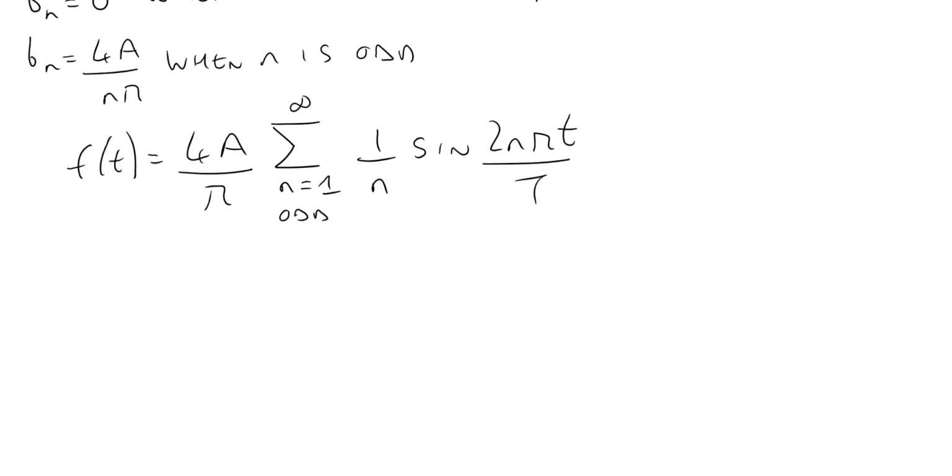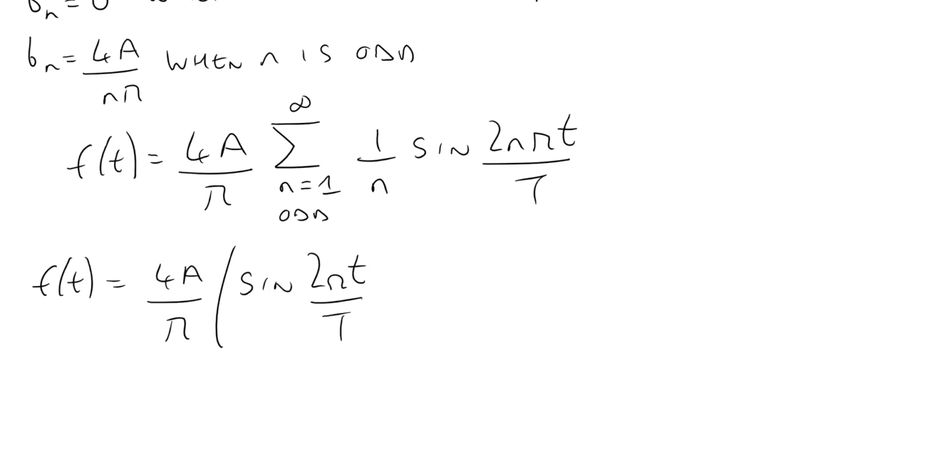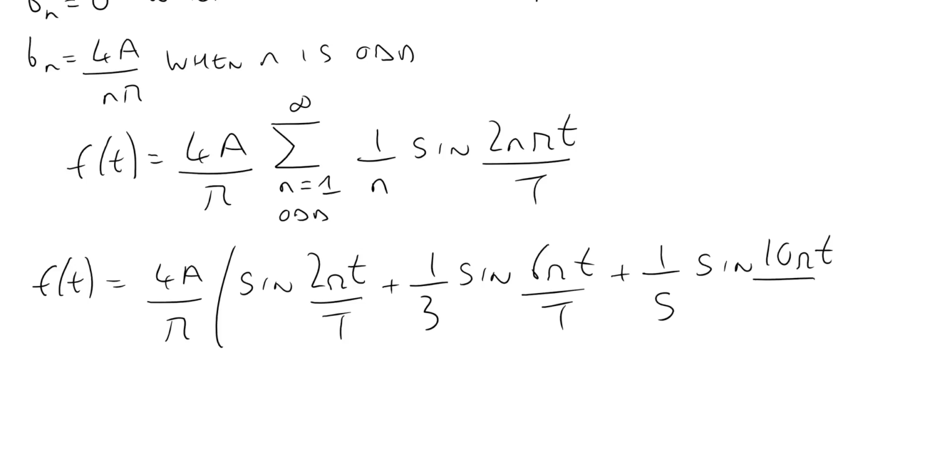It's often useful to write down the first few terms of the Fourier series, so we'll do that now. We can write that f of t is equal to 4A divided by pi, and then in brackets the first term is when n equals 1, so we have sine 2 pi t over T. The second term is when n equals 3, so we have a factor of 1 over 3, and then sine 6 pi t over T, and then the third term is when n equals 5, so we have 1 over 5 sine 10 pi t over T, and then there'll be an infinite number of terms like that.